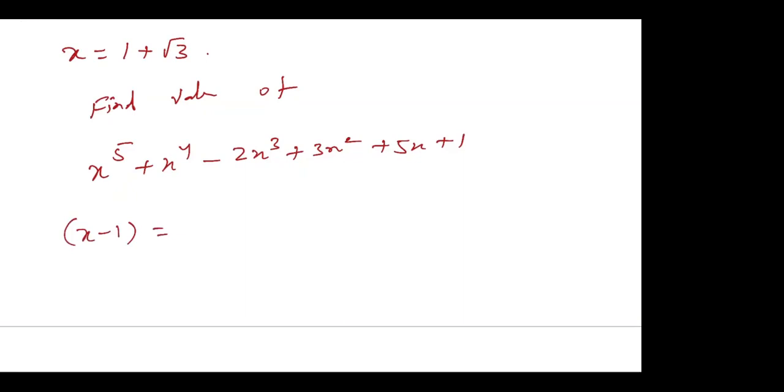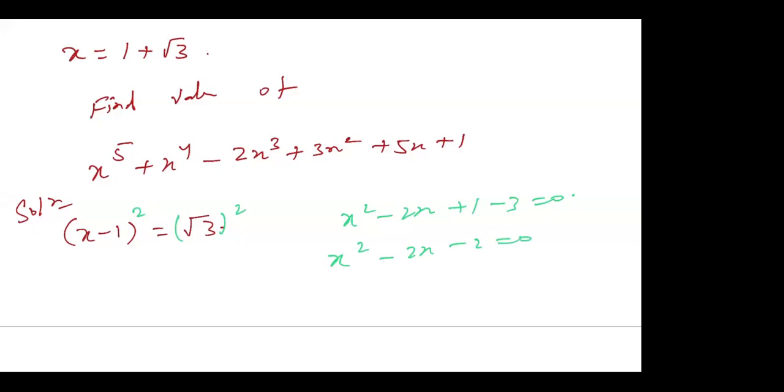We can go with x minus 1 is equal to root 3, right? Squaring both sides, x squared minus 2x plus 1 minus 3 is equal to 0. x square minus 2x minus 2 is equal to 0.